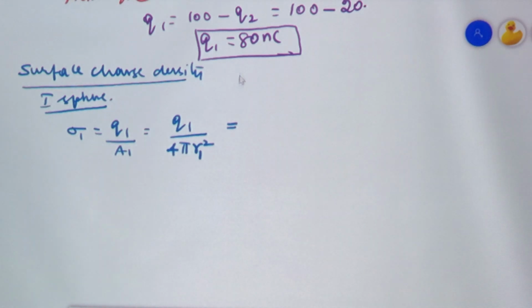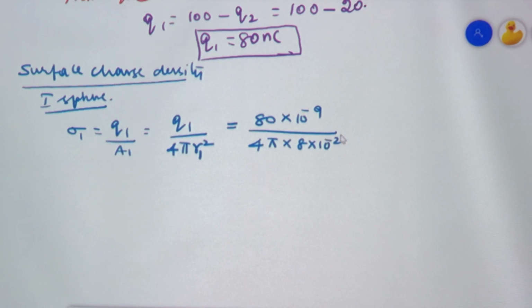So, I can write Q1. In the previous step, we calculated Q1 as 80 nanocoulomb. So, 80 into 10 to the power of minus 9 divided by 4 pi into R1 squared, where R1 is 8 centimeters, so 8 into 10 to the power of minus 2, the whole squared. Simplifying is your part, and you will get sigma 1 equal to 0.99 into 10 to the power of minus 6 coulomb per meter square.